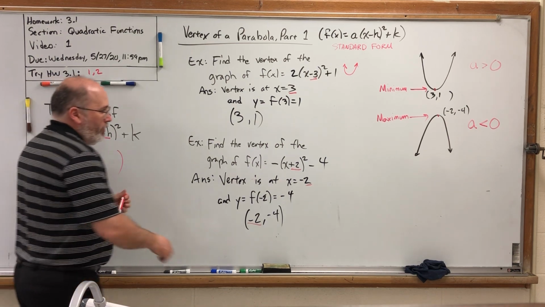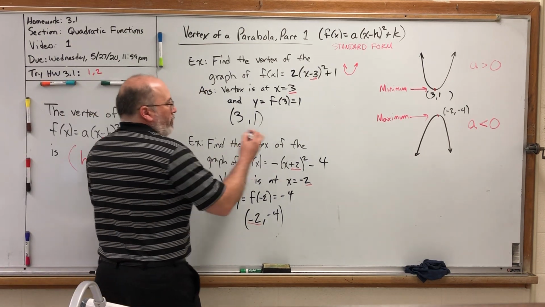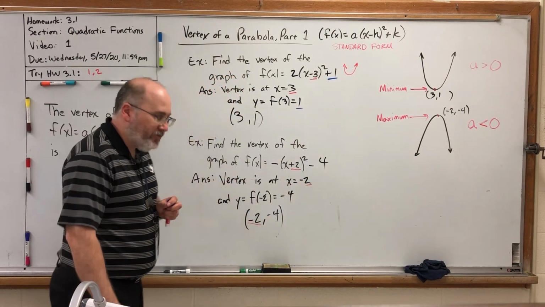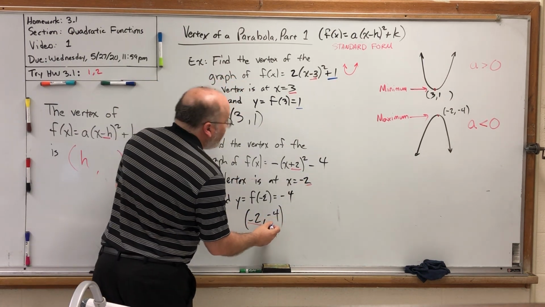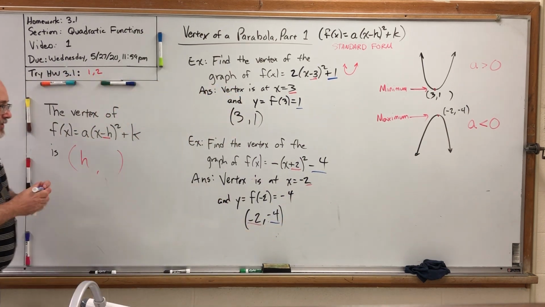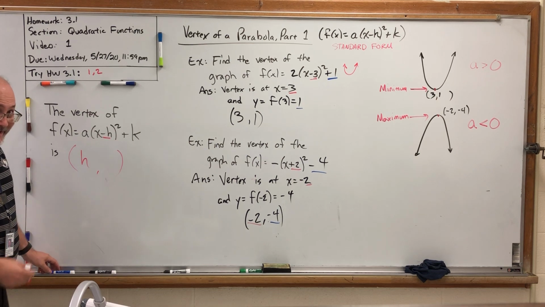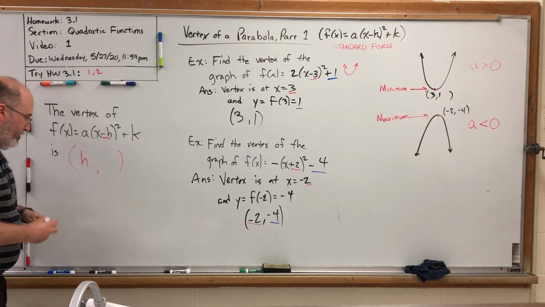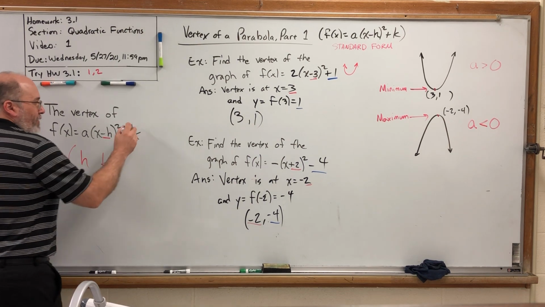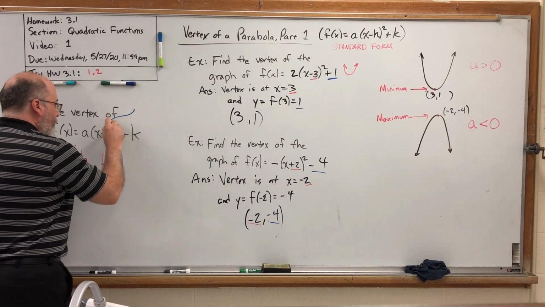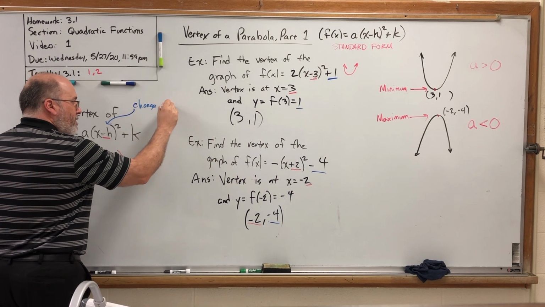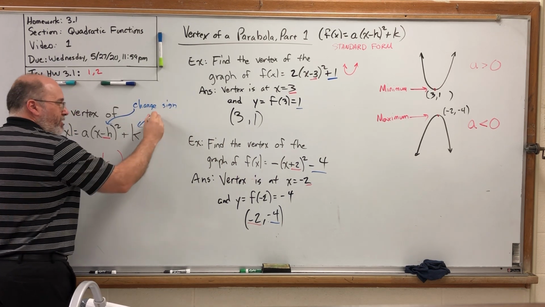Well, what about the y-coordinate? The y-coordinate here was +1, and +1 is what was at the end. And the y-coordinate here was -4, and -4 is what was at the end. So it looks like the y-coordinate is whatever number is sitting at the end. So you don't change its sign. So to pull out the vertex from standard form, you look after the x, you change the sign, and then you grab the number at the end and you keep the sign.